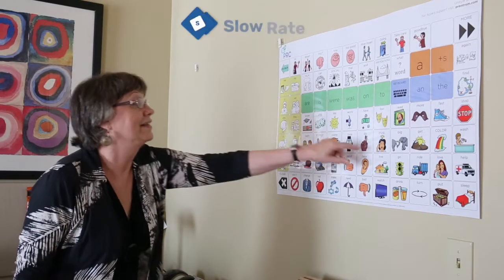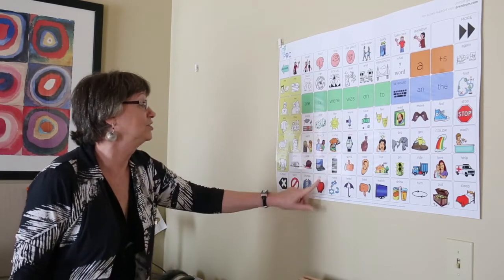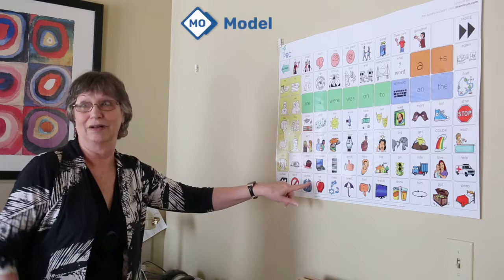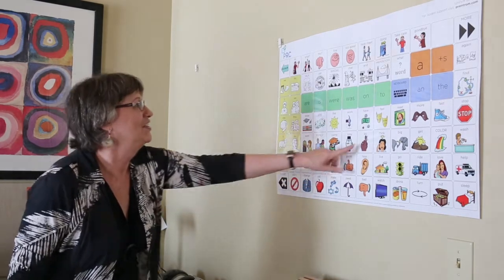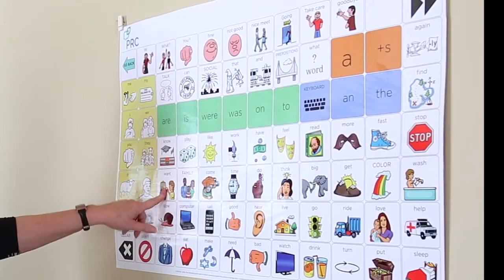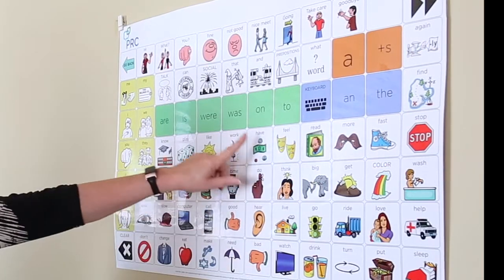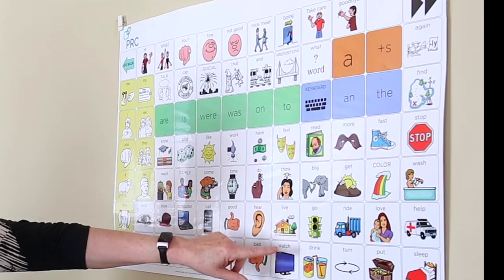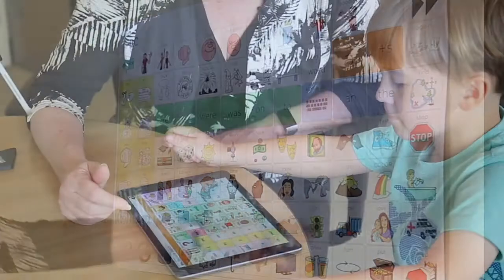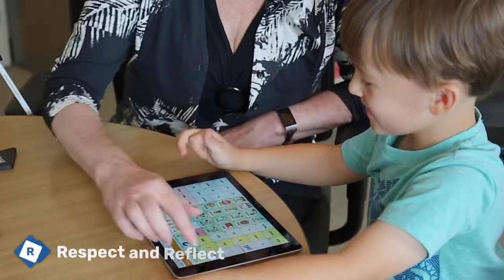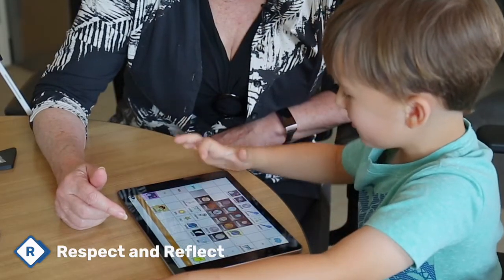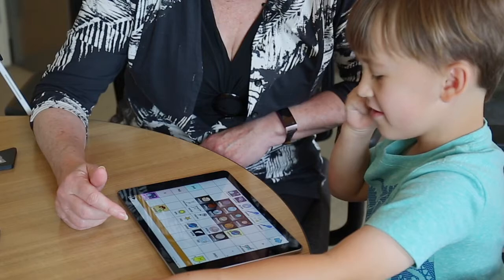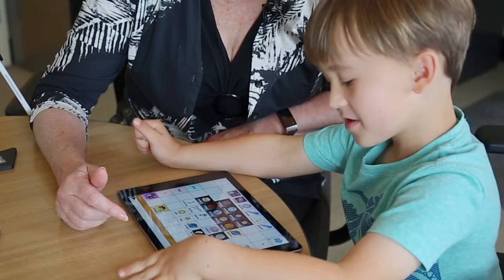S. Slow rate. Use a slow speech rate. MO. Model. The use of the board while talking and pointing to the words and icons. By modeling the same language as the AAC user, the communication partner is building the child's understanding of the communication supports provided to them. R. Respect and reflect. If the child points to something, reiterate their message by modeling a symbol on their device. Do not make the child repeat their message on their device.